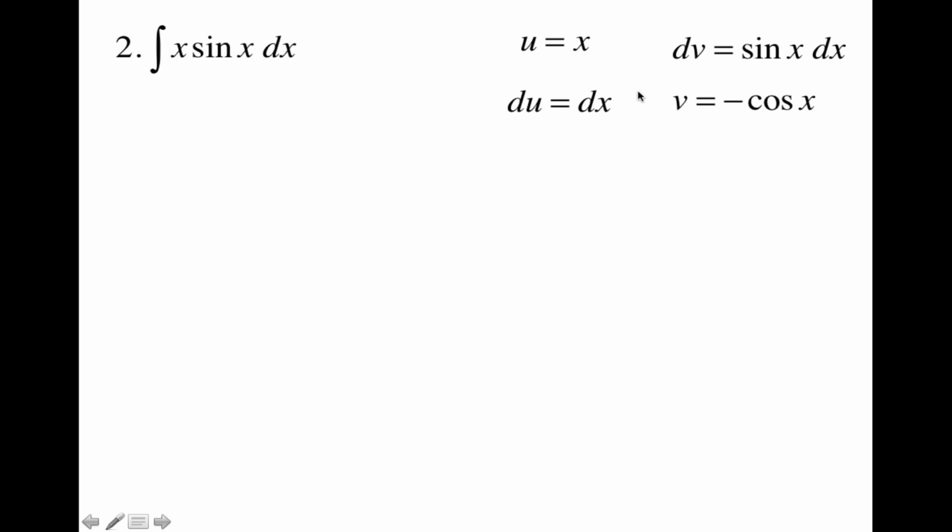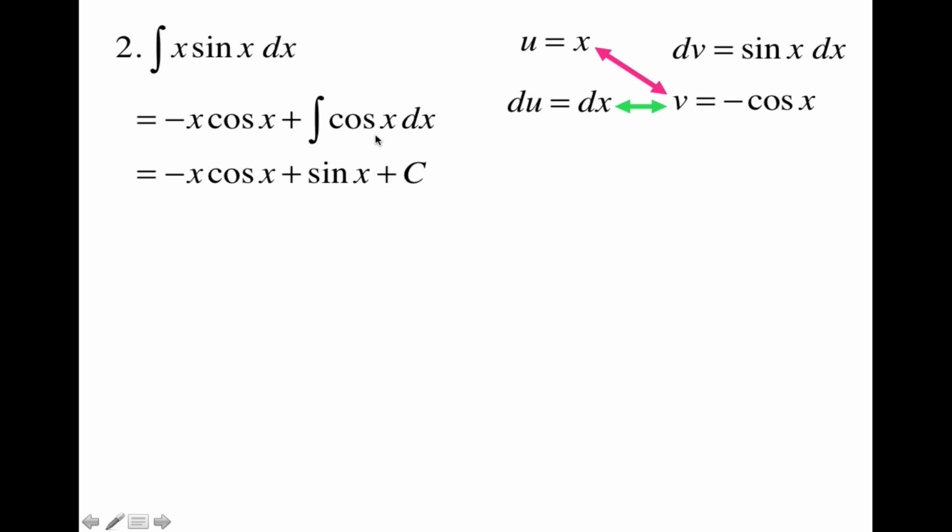Now when I set this up, I'm going to multiply u times v, subtract the integral of v du. So when I set this up, I get x times that negative cosine x minus negative cosine x, and that negative joined the minus sign, so that's why that turned to plus dx. And notice that I can take the antiderivative of cosine x, which is sine x, and then of course your plus c.